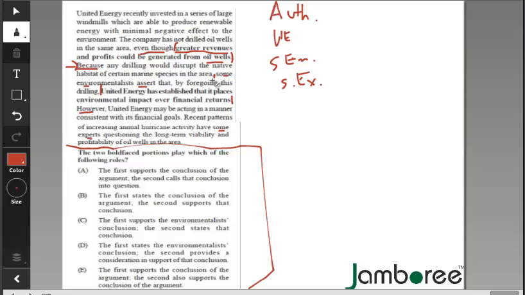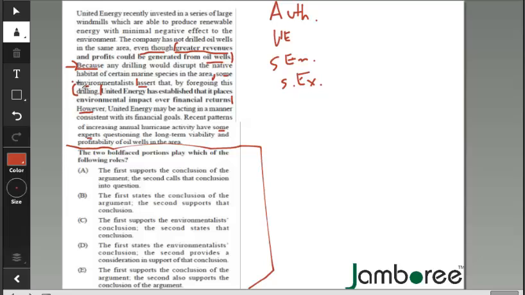So because of this, some environmentalists say drilling will disrupt the natural habitat of some marine species, and United Energy is not drilling. Based on this fact, some environmentalists assert, which is what they feel, their opinion, that by foregoing this drilling, that means by not drilling, United Energy has established that it places environmental impact over financial reasons. So now this portion is related to the environmentalists.